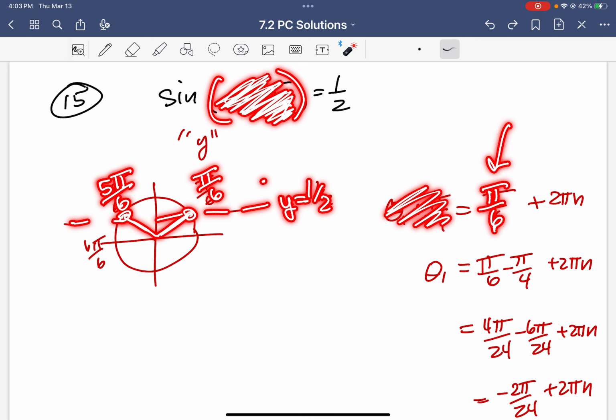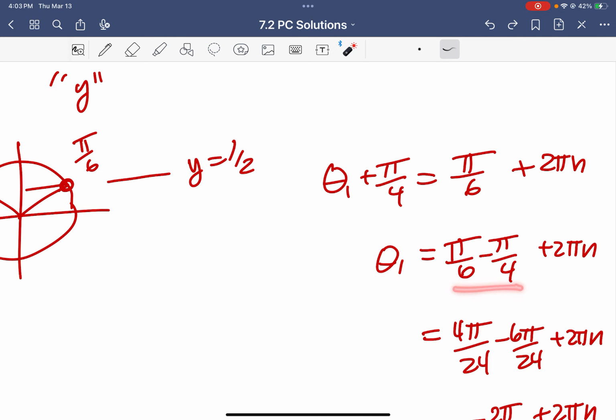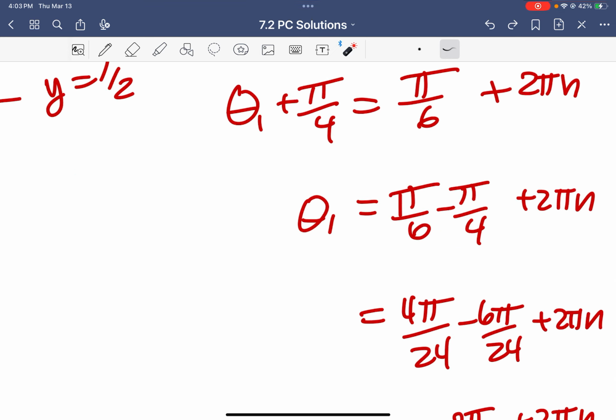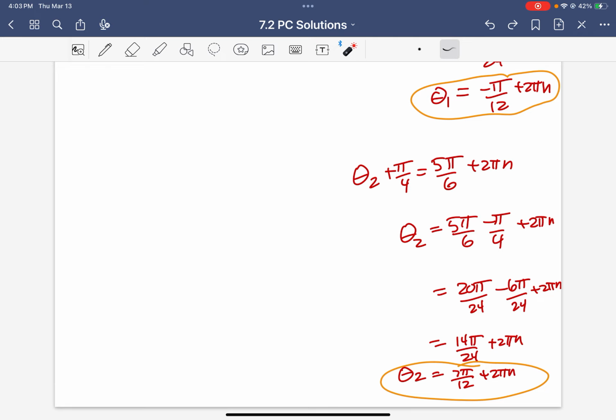So if my mystery angle is pi over 6, then I can also add any number of revolutions. But remember, it just wasn't a mystery angle. It was actually this. So now I can plug that in there and solve for theta 1 by subtracting. And this is my answer, but now I just want to make it look nice. So getting a common denominator, I subtract, and I get that theta 1 is equal to negative pi over 12 plus 2 pi n. Similarly, our mystery angle could have also been equal to 5 pi over 6. So I set it equal to 5 pi over 6 plus my 2 pi n. Solving for theta 2, I get 7 pi over 12 plus 2 pi n.